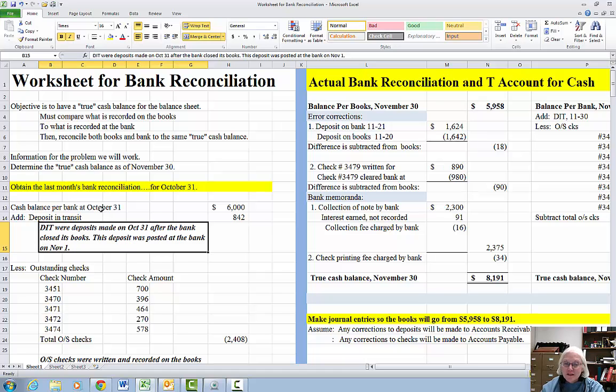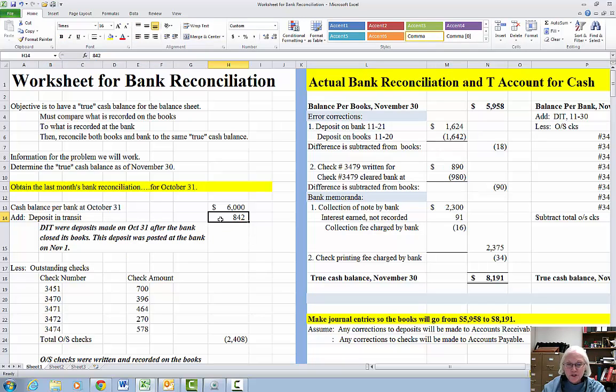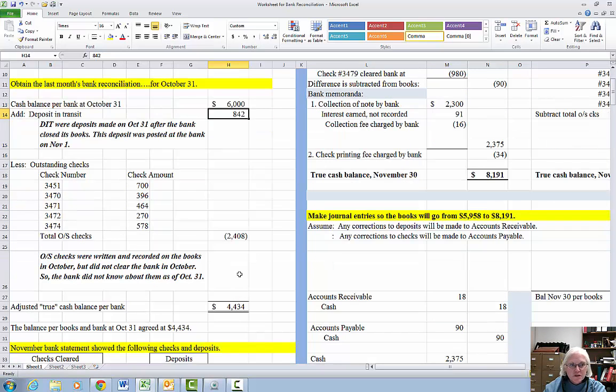So at the end of the bank statement for October 31, the bank does not have that 842 recorded. And it should, because it was actually at the bank on the 31st, so we're just going to add it back to the balance. Alright, the next adjustment in the October 31 bank reconciliation was for outstanding checks.